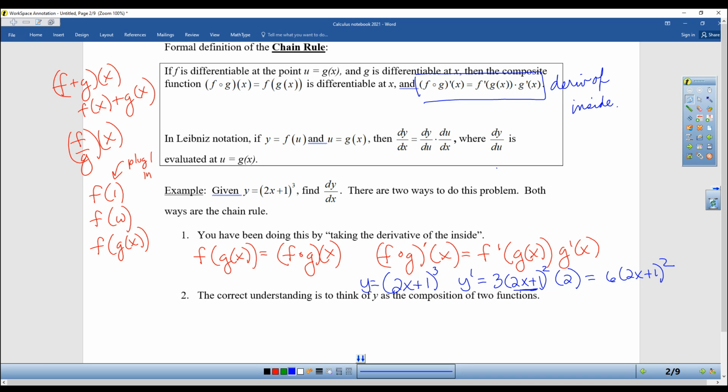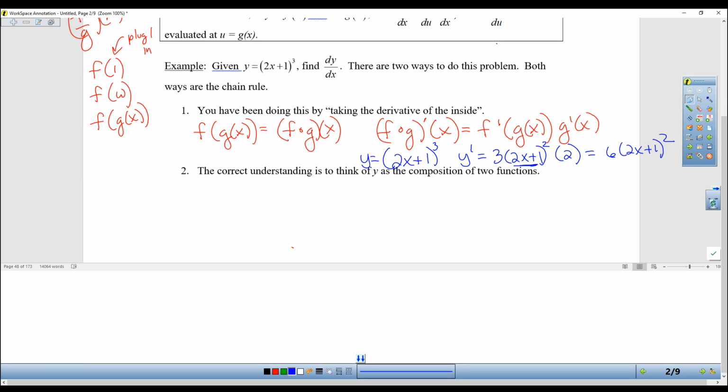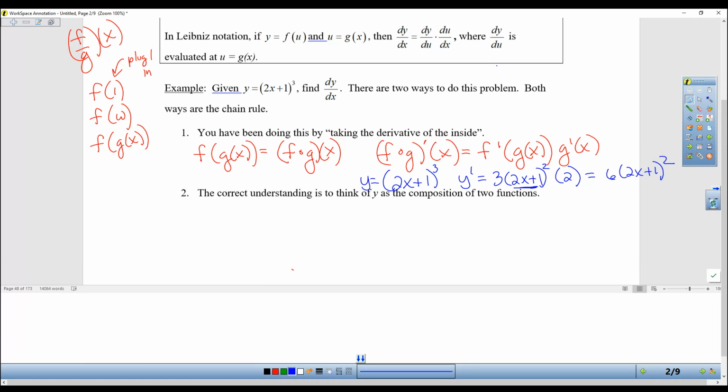Unfortunately, as good as this notation is, it doesn't help you with a whole variety of problems that we're going to be doing this year. And Leibniz's notation is going to be fantastic. So I'm going to teach it to you today using some simple examples, but you'll probably master it in the next unit. So I'm going to think of this problem, y is equal to (2x + 1) cubed.